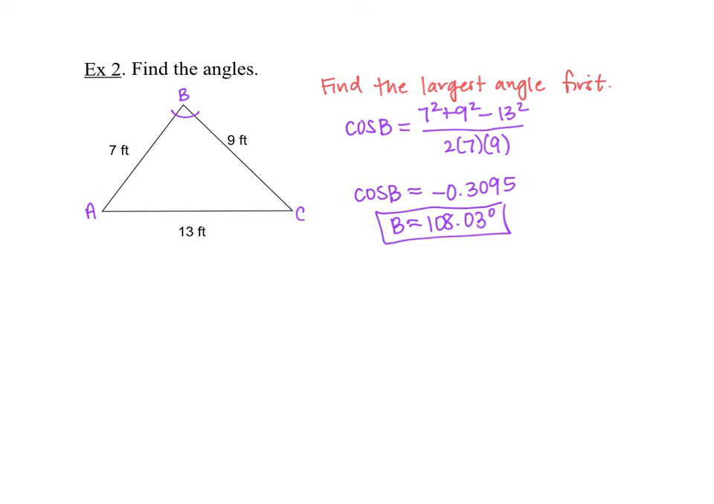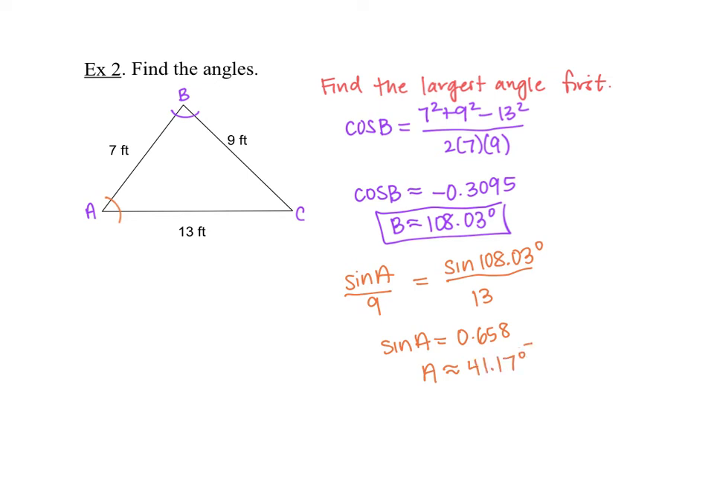Okay, now let me look. I have one of the angles, so I can use law of sines now, which I find more convenient, but you might not. I'm just going to find angle A next, using law of sines. So sine of A over 9 equals the sine of 108.03 degrees over 13. Multiplying by 9, I get about 0.658-ish, which means A is approximately 41.17 degrees.